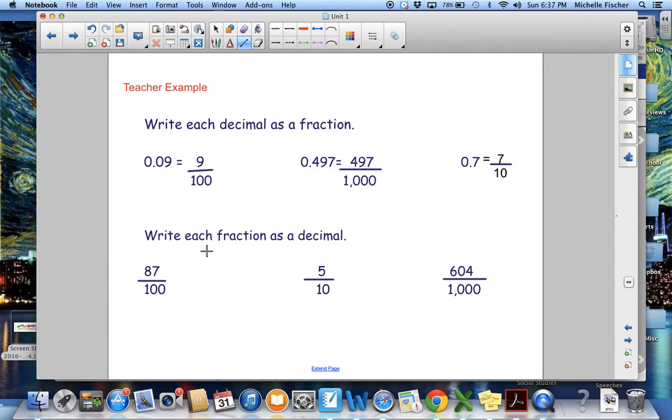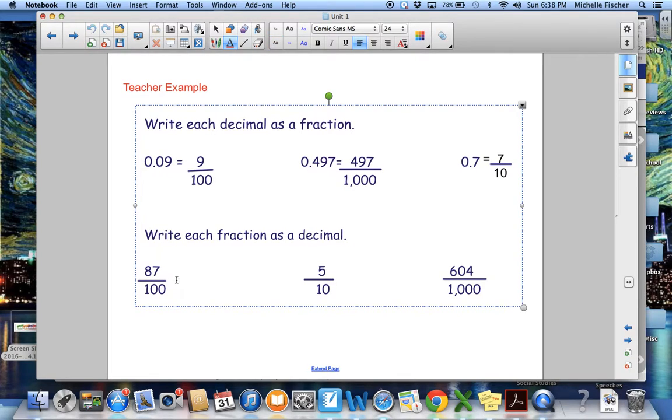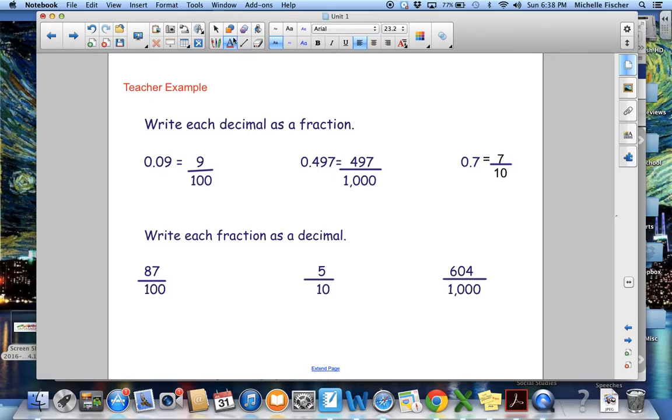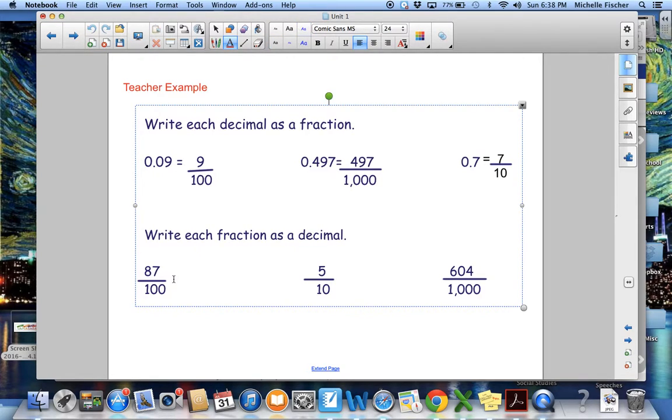Alright, now down here, we're going to write each fraction as a decimal. So here I have 87 over 100. So that's going to equal 0 and 87. My 7 is going to be in the hundredths place because 100 is my denominator.